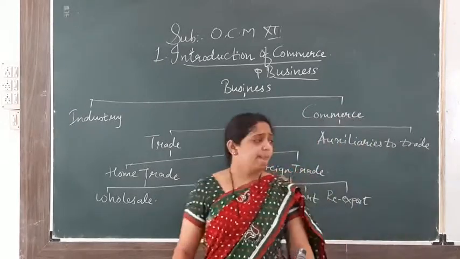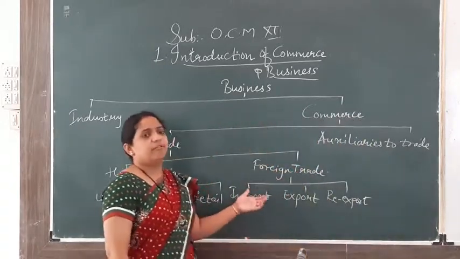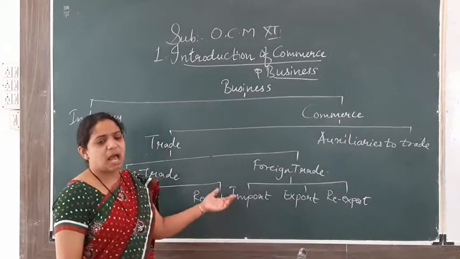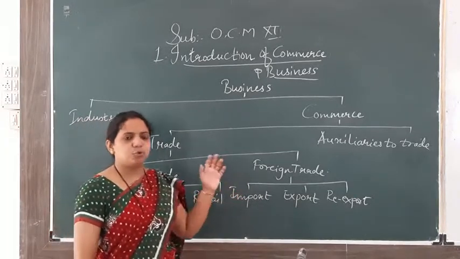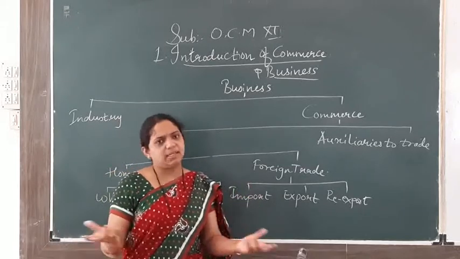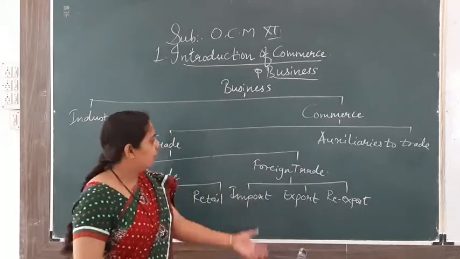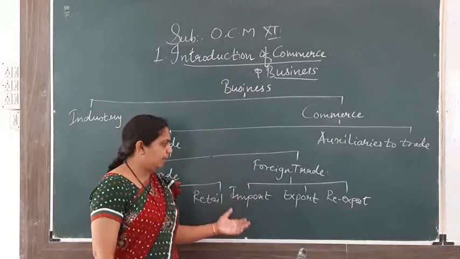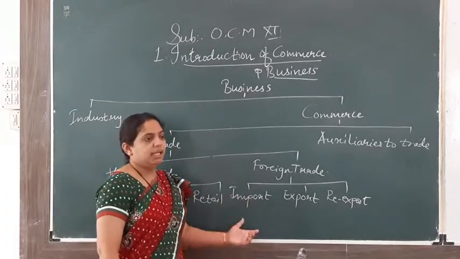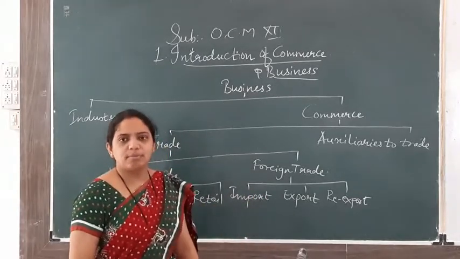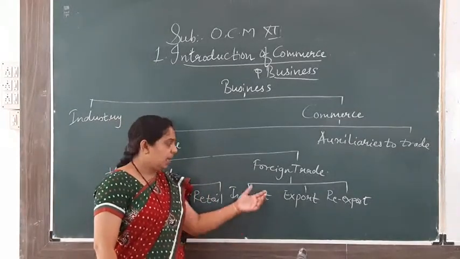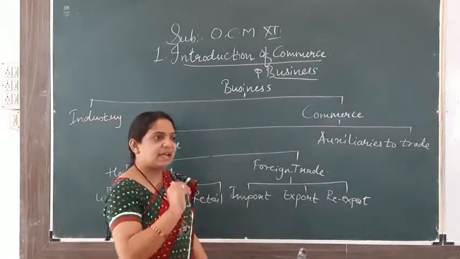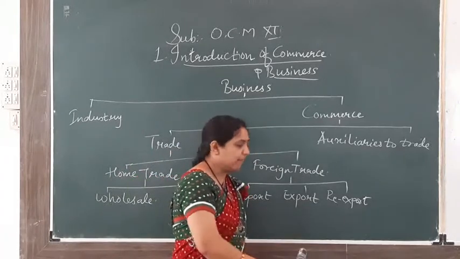Then the next part is what? Foreign trade. Foreign trade is that trade which is done outside the boundary of the country. When two countries are trading, that is foreign trade. Foreign trade is further divided into import, export, and re-export. Import means purchasing goods from another country. Export means selling goods to another country.